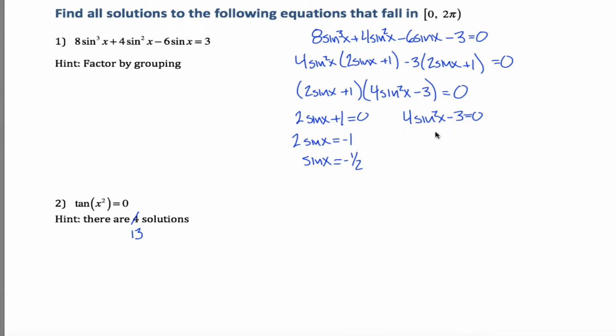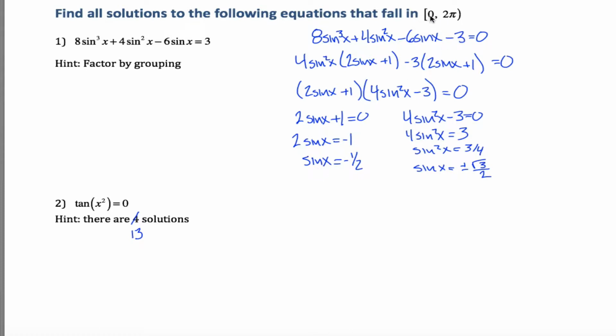Over here, maybe add 3 to both sides of the equation. Divide both sides by 4. Take the square root of both sides of the equation. Careful, when you take a square root, you got to remember to put in this plus or minus. The square root of 3/4 is the square root of 3 divided by the square root of 4, but the square root of 4 is just 2. So I can say it's plus or minus root 3 over 2. These are my answers.